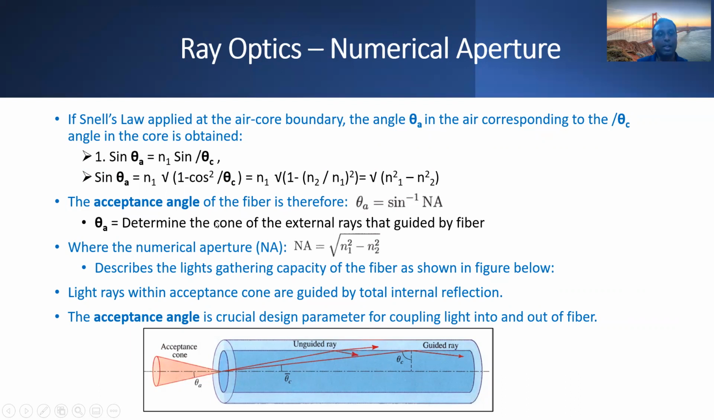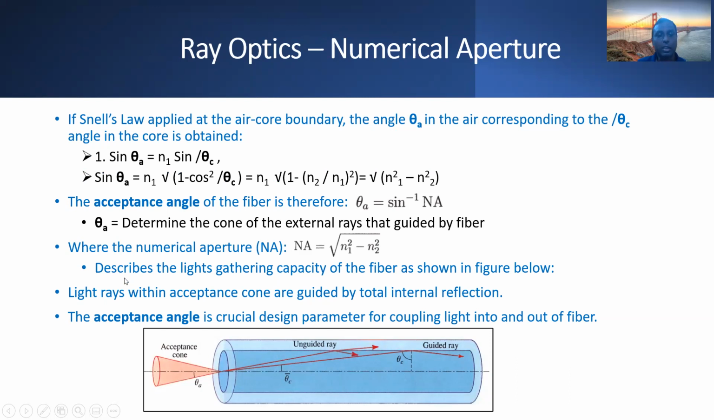The acceptable angle of the fiber is therefore theta A equals the inverse sine of NA. Theta A actually determines the cone of the external rays that are guided by the fiber. That's theta A, where the numerical aperture NA is given by the square root of n1 squared minus n2 squared.